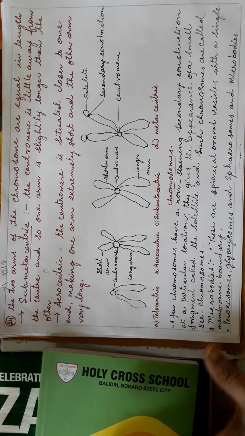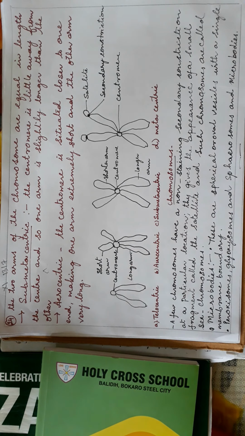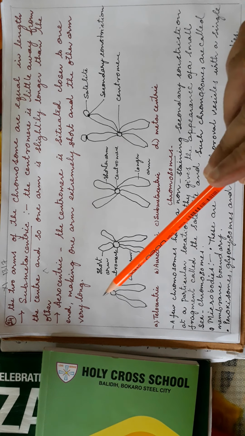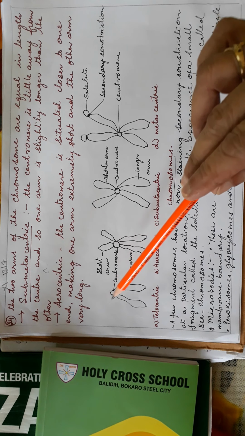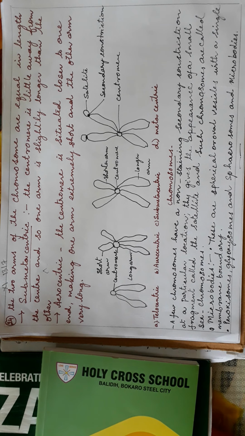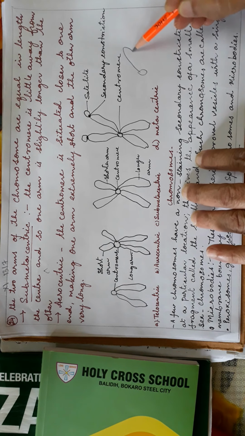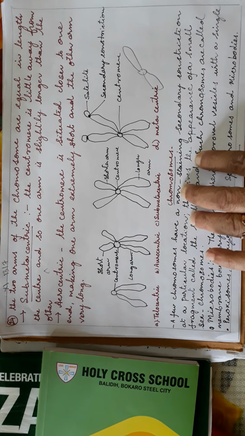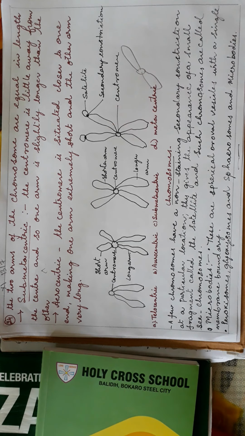First one is the telocentric. Now you see the position of the centromere here. The centromere is terminal, and so the chromosome has only one arm. This is telocentric. This is divided into chromatids. Actually these are chromatids. This is a chromosome like this, and if it divides, the two are there.